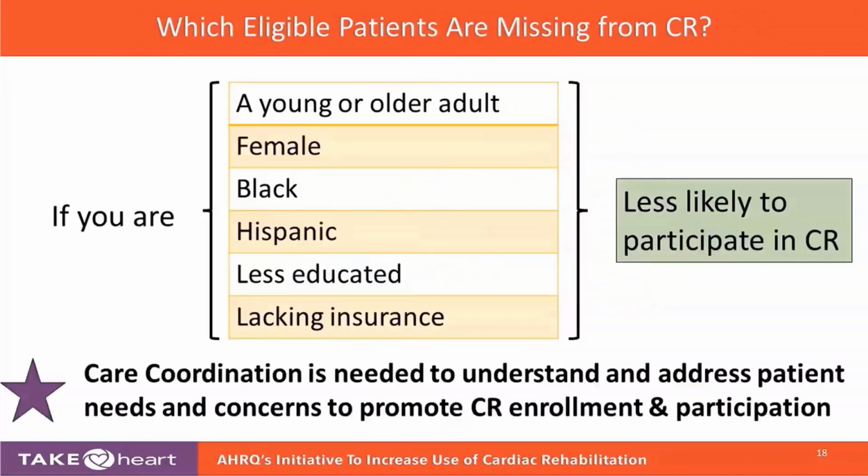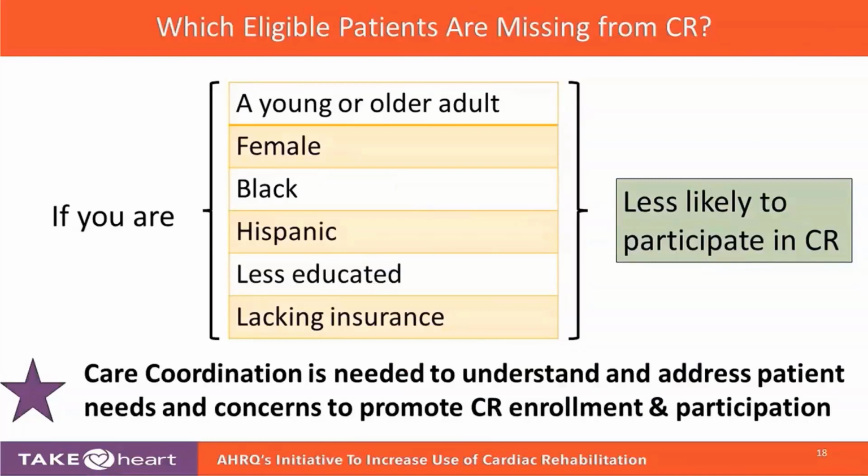So one important thing to think about when you're trying to improve access to CR and improve care coordination is first thinking about who are the patients that are missing from your program currently. You may have a good idea of the patients that are getting to your program because they're the ones that don't need a lot of help. They show up, everything goes pretty smoothly. You're probably familiar with these people.